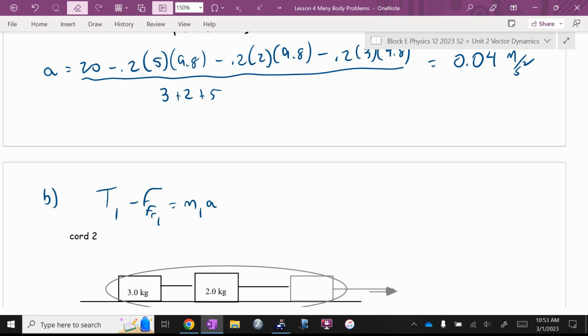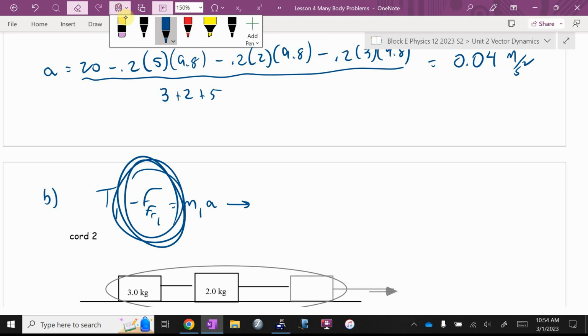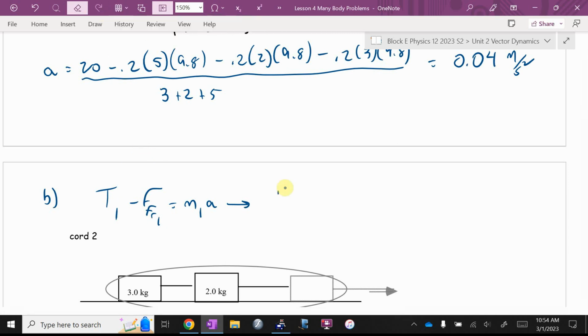How would I get the T by itself? Don't overcomplicate it. How will I move that over? Yeah. This is not a swappy dance. We're just going to plus the friction 1 over. Tension is going to be M1A plus, you know what? Instead of friction force number 1, I think I can write mu M1G.